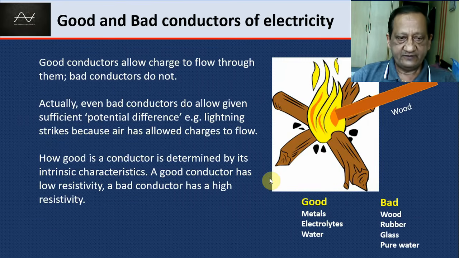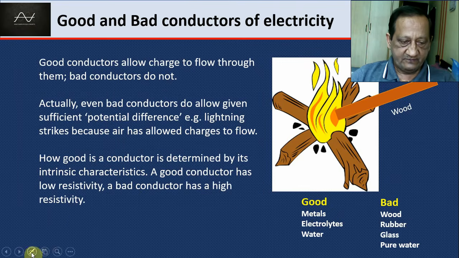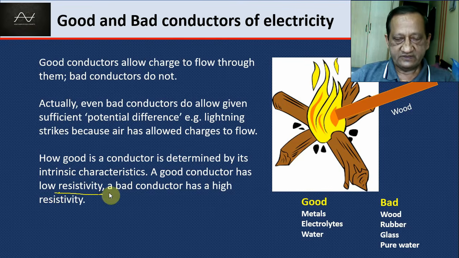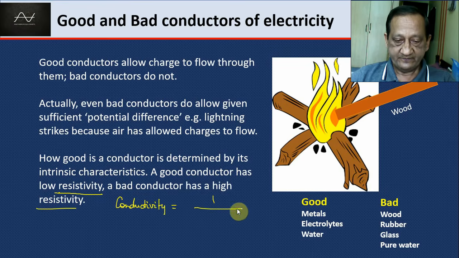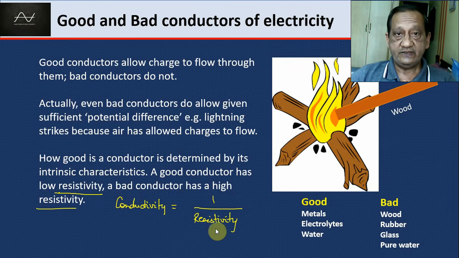And finally, talking of resistivity and conductivity, we talked about both the things. A good conductor has a low resistivity and a bad conductor has a high resistivity. We also talk of another parameter quantity called conductivity. And conductivity is a reciprocal of resistivity. So we can say a good conductor has a low resistivity or a high conductivity or vice versa.